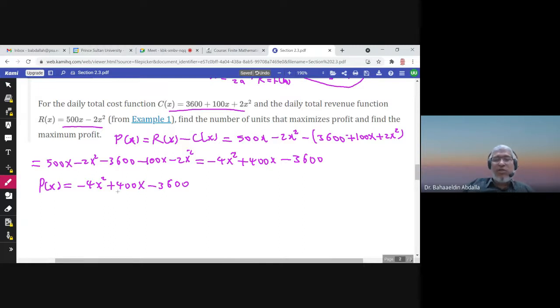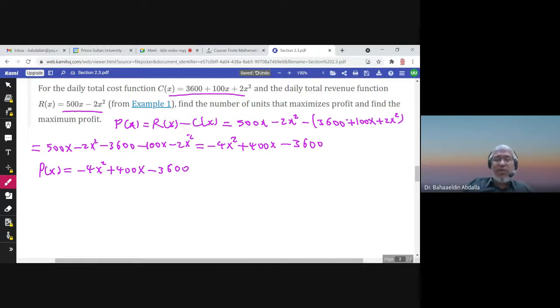And what do we need to do? We need to maximize the profits. So the question: find the number of units that maximize the profits. This is in fact H. So what is H? A here is negative 4. B is 400. So H is negative B, negative 400, over 2 times A. If you divide negative 400 over negative 8, the answer is 50.